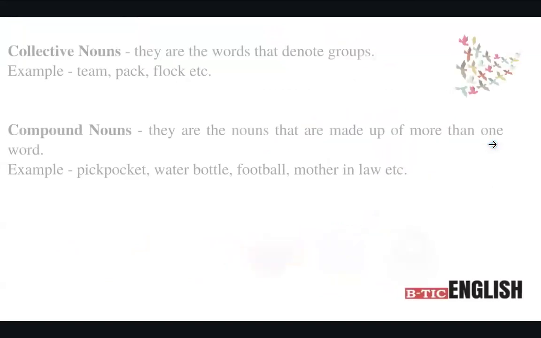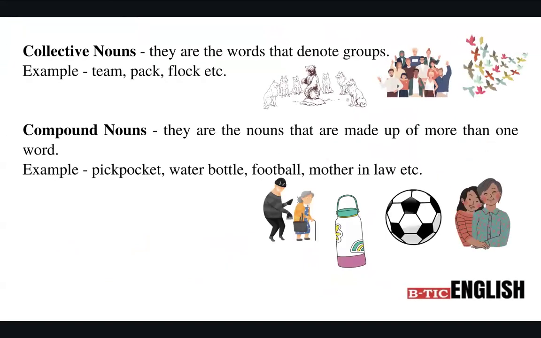And then we learned about collective nouns and compound nouns. Collective nouns means they denote a group, and compound nouns means two or more words together make up one noun. For example, water bottle, water plus bottle makes water bottle. Football, foot plus ball makes football. So they're known as compound nouns.